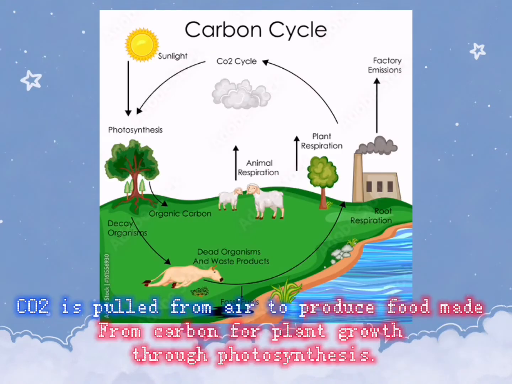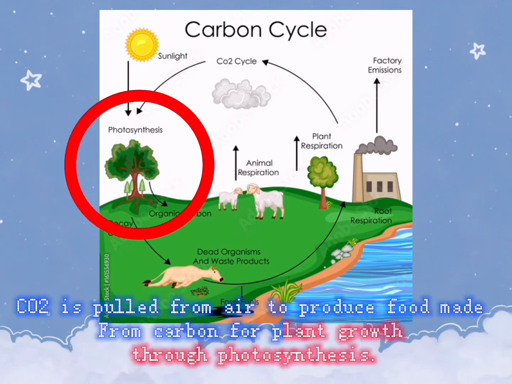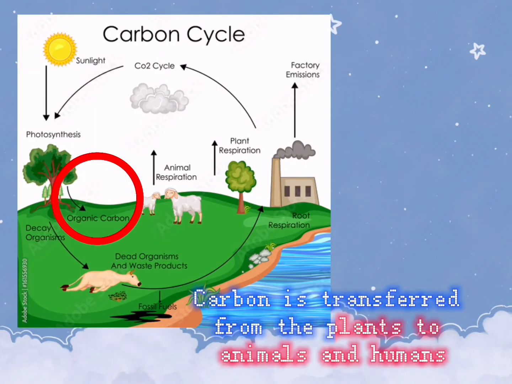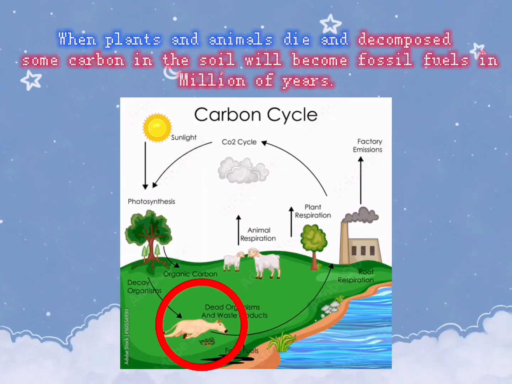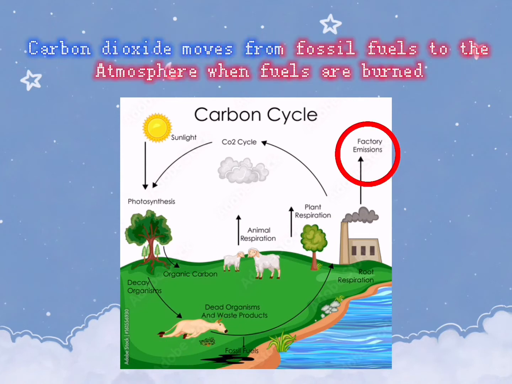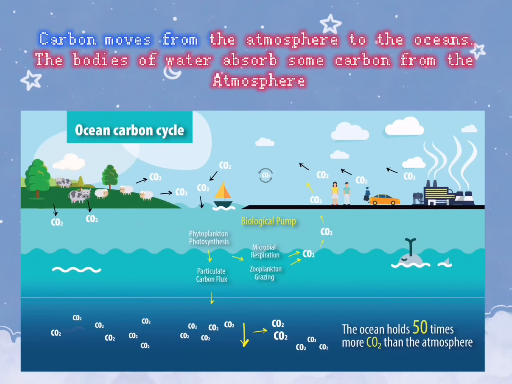CO2 is pulled from the air to produce food made from carbon for plant growth through photosynthesis. Carbon is transferred from the plants to animals and humans. Oxygen is inhaled and the carbon is sent back to the atmosphere through the process of respiration. When plants and animals die and decompose, some of the carbon in the soil will become fossil fuels in millions of years. Carbon moves from fossil fuels to the atmosphere when fuels are burned. Carbon moves from the atmosphere to the oceans. The bodies of water absorb some carbon from the atmosphere.